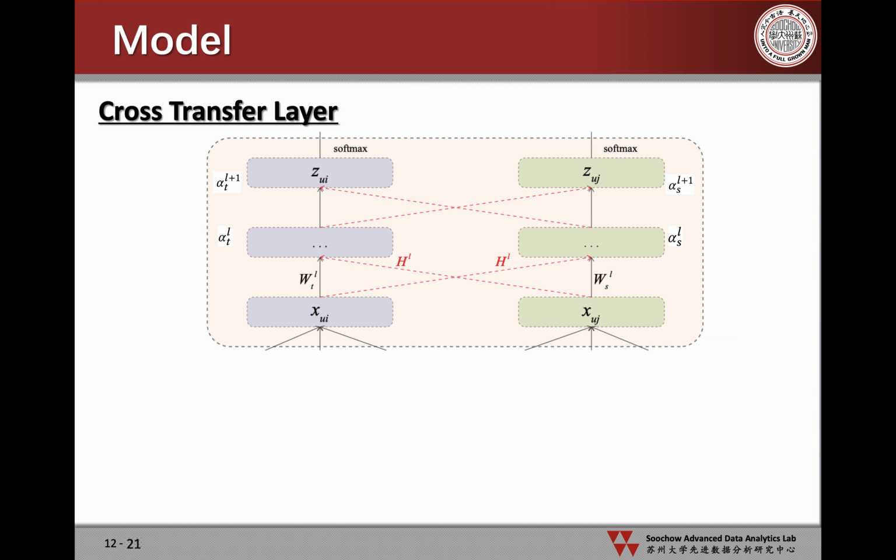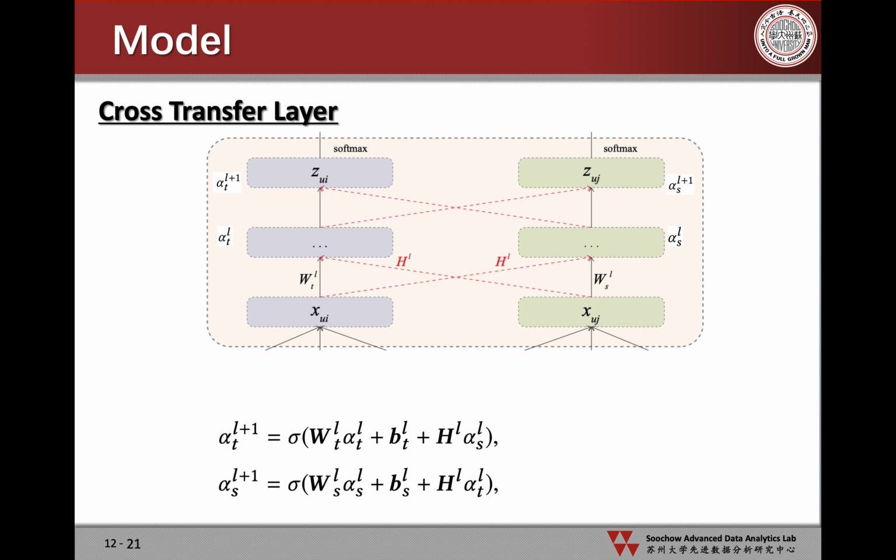The cross-transfer layer. The core idea of the cross-transfer unit is to adopt a transfer matrix rather than a scalar weight to transfer knowledge. The target domain can receive two information flows from the source domain and the target domain. As is shown in the figure, we added cross-transfer units to the entire base network. We can observe that the representation of each layer receives two information flows.